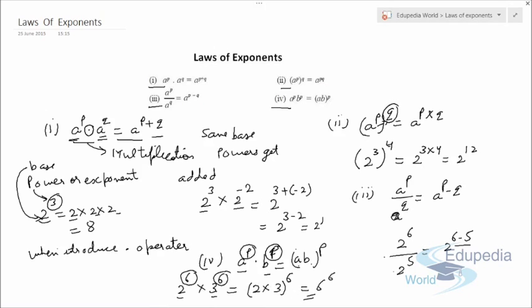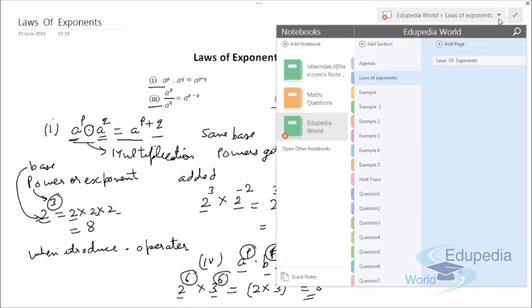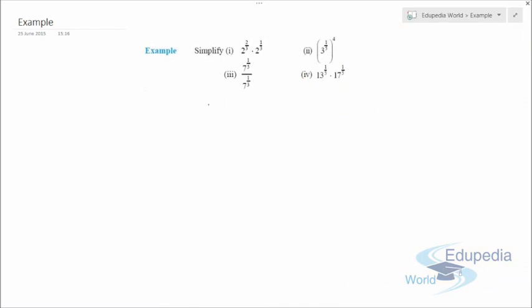So these were the basic 4 laws of exponents on which the whole chapter on exponents and powers is based. Let's discuss some examples to understand these laws more clearly. Okay, now the first example is we have to simplify these 4 questions. So let's solve these questions one by one.